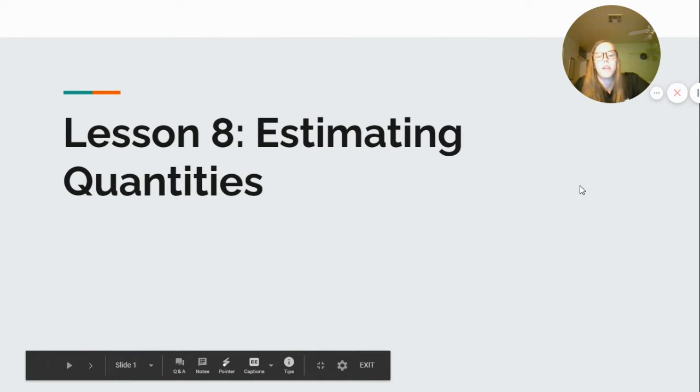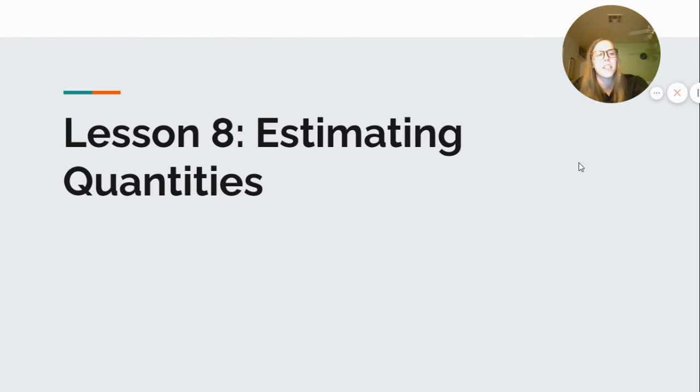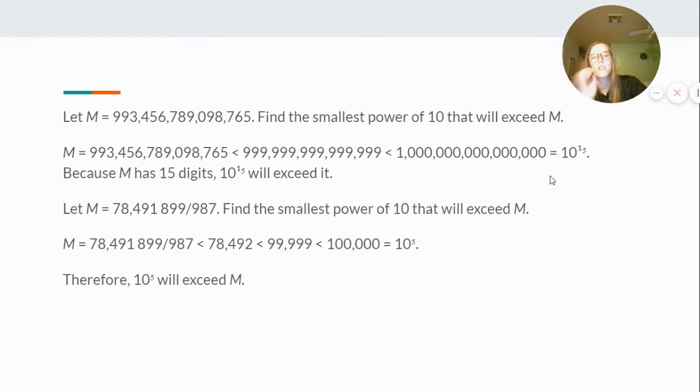We are going to be looking at estimating quantities. Last week we covered magnitude. That was the first lesson of the second half of our unit. Now we're going to be estimating quantities. Okay? So just a little review from last week with magnitude.